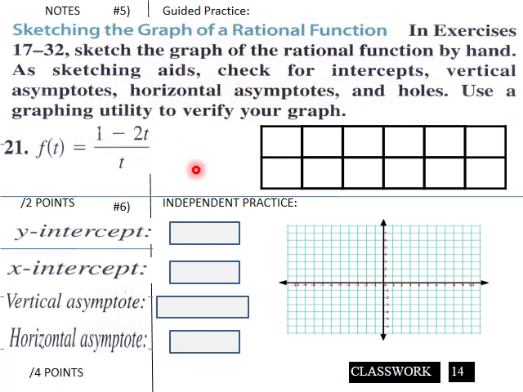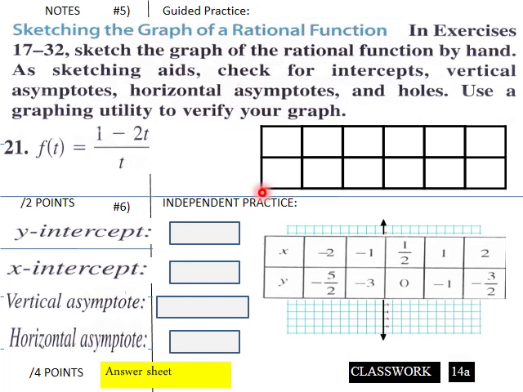Okay, let's try another one here. Sketching the graph of 1 minus 2t over t. So let's do this. Okay, so solving our number 5 here. f of t equals 1 minus 2t over t. So immediately here, the degrees are the same. So we know our horizontal asymptote will be the coefficient of t in the numerator, which is -2. So we know our horizontal asymptote will be -2 for this one.